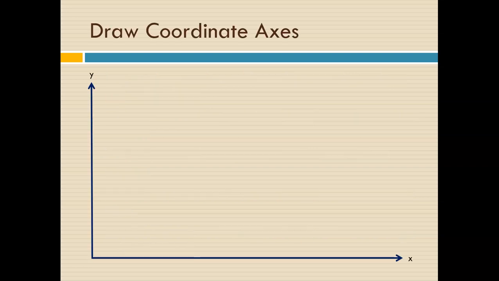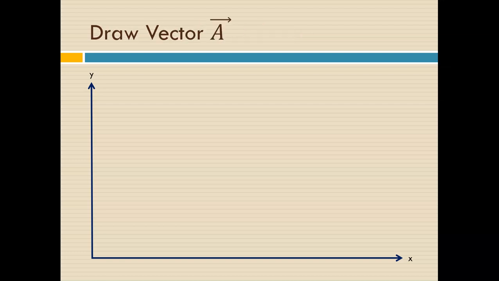Okay, so here's our problem. First, we're going to start off by drawing coordinate axes. So there's x pointing to the right, there's y pointing up, all good. We're going to then draw vector A. We're going to place the tail of vector A onto the origin. So there it is right there. There's vector A, 15.5 meters at an angle of 37.7 degrees.